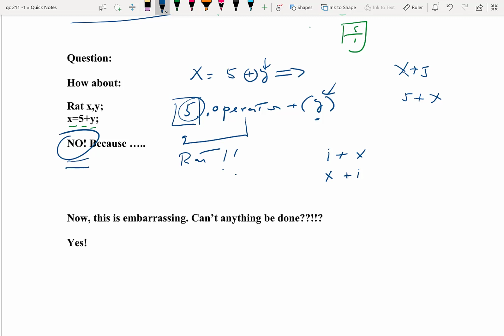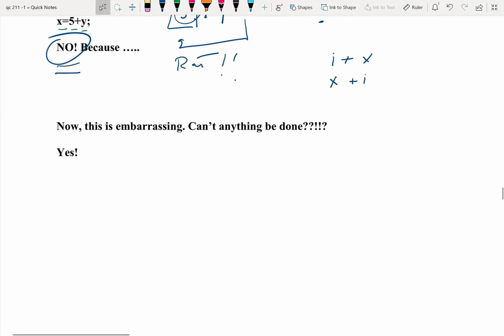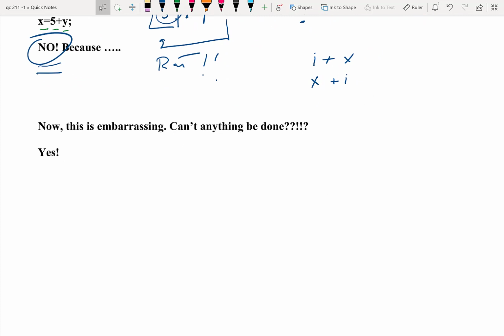So I can't do it directly. I can't write 5 plus x with just what I have now, but I can actually accomplish this. The way I can do it is pretty straightforward. All I have to do is just overload the operator plus.